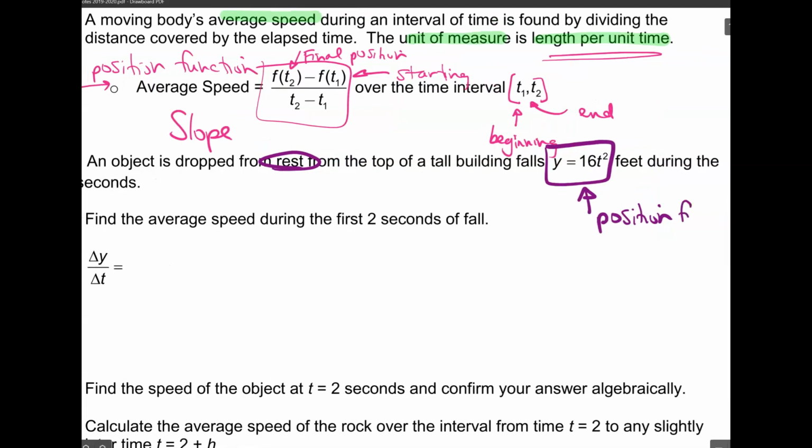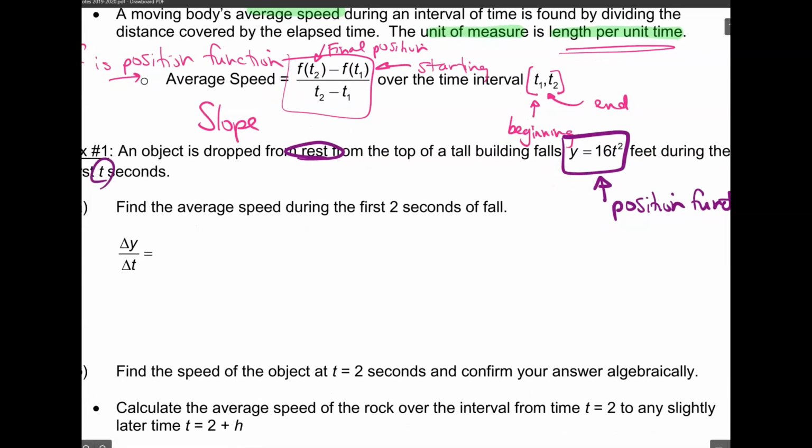Position function during the first t seconds, however many seconds it is. So we want to find the average speed during the first 2 seconds of fall. What is my t1, my starting time? 0. And what's my final? 2. So literally the interval is from 0 to 2, and notice I'm inclusive, including my 2 points, 0 to 2.